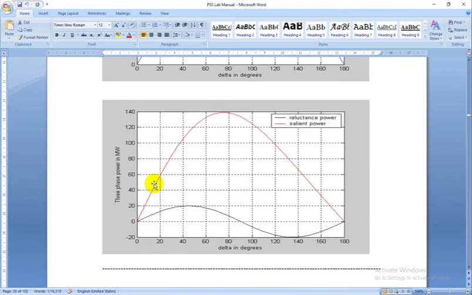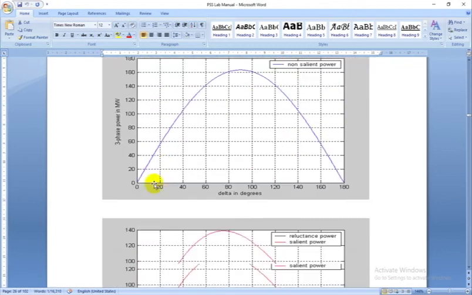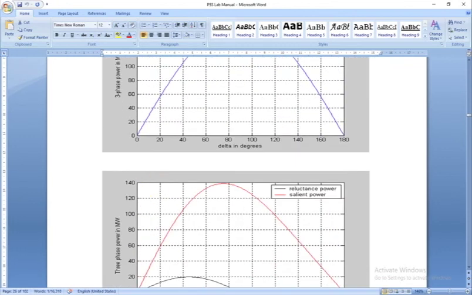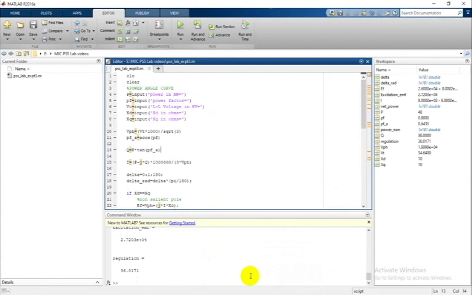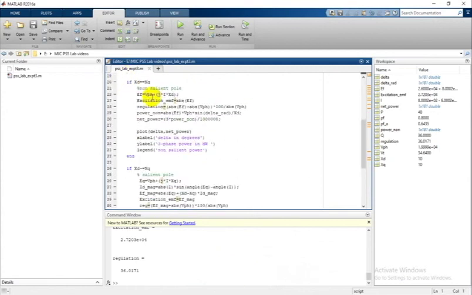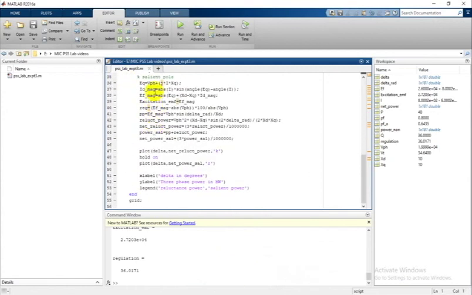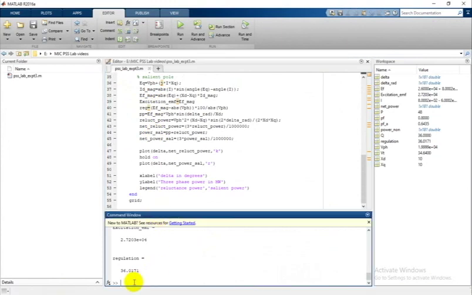Okay, so these are the two power angle curves. So I will show the simulation of how we did it using MATLAB software. The same code is typed neatly, so everything is typed without mistakes. First, we will clear the command window.